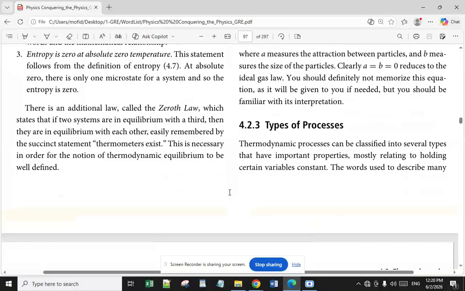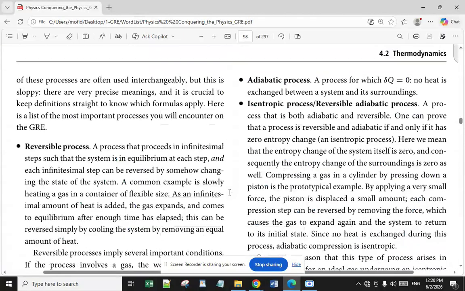Subsection 4.2.3: thermodynamic processes can be classified into several types that have important properties, mostly relating to holding certain variables constant. The words used to describe many of these processes are often used interchangeably, but this is sloppy. There are very precise meanings, and it is crucial to keep definitions strict to know which formulas apply. Here is a list of the most important processes you will encounter on the GRE.